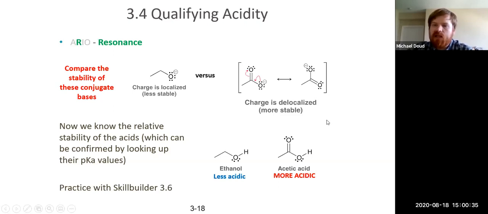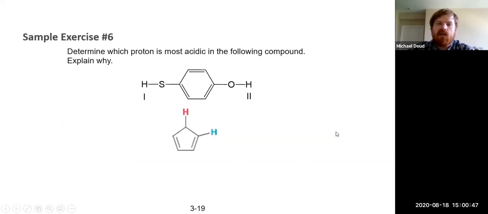Since it's stabilized by resonance, that means that it's a more stable conjugate base. And as a more stable conjugate base, its acid is more acidic. So acetic acid is more acidic than ethanol. Now, go ahead and practice by doing this one here. We're going to pick up this practice in the sample exercise video when I'm using my document camera to show you how to do that. So go ahead, pause the video, give it a shot, and we'll pick that up in the sample exercise video.